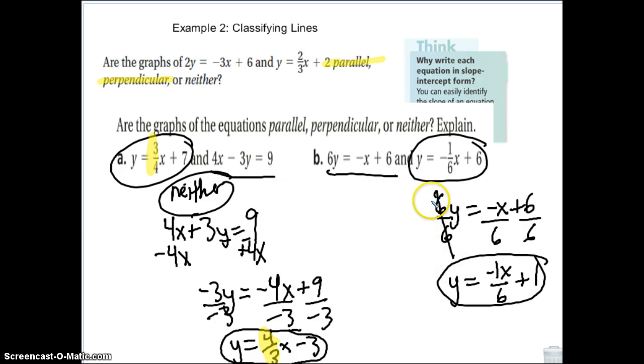As you can see in this next problem, this one was already in slope-intercept form, so I don't have to do anything. I need to change this one. What I did is divide everything by 6 to get rid of the 6 that was attached to the y. There's a 1 right here with this negative, so I end up with negative 1x over 6, and then 6 divided by 6 is 1. So now I have two equations. Here's one, and here's the other. If you look at their slopes, this one's negative 1 over 6, and this one's negative 1 over 6. And they have different y-intercepts, so you know that they are parallel.